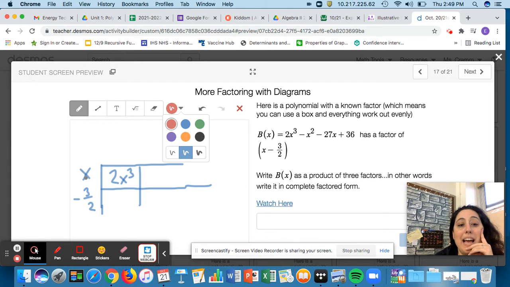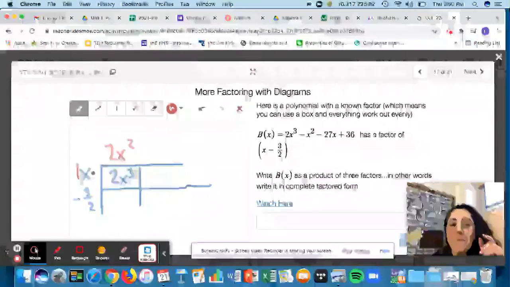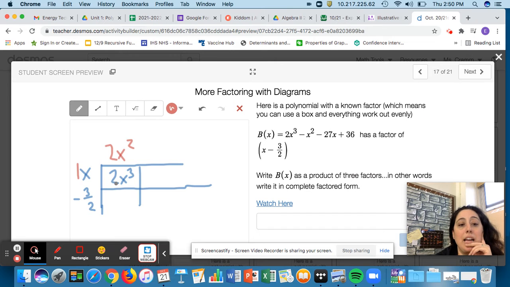All right, so x times 2x squared, right? So x times x squared gives me x to the third, and there's an invisible 1 here, right? I think most of you remember that. 1 times 2 gives me the 2. All right, so now 2x squared times negative 3/2. Ooh, okay. So I'm just going to do a little scrap paper work here. 2x squared times negative 3/2.